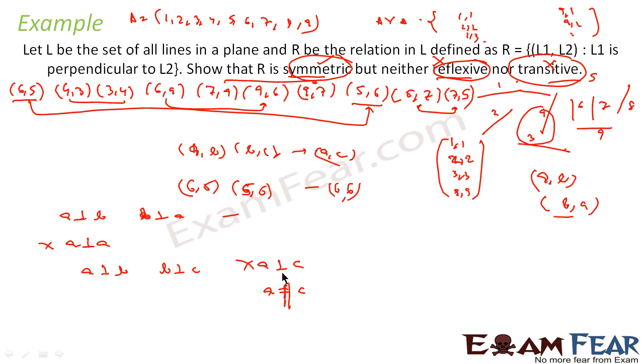Mathematically, what we have done is we found A cross A, and from this we found a subset using the relationship. The relationship was L1 is perpendicular to L2. So we got this subset, and this subset is nothing but my relation R. Now in this relation R, I observe that it is symmetric.